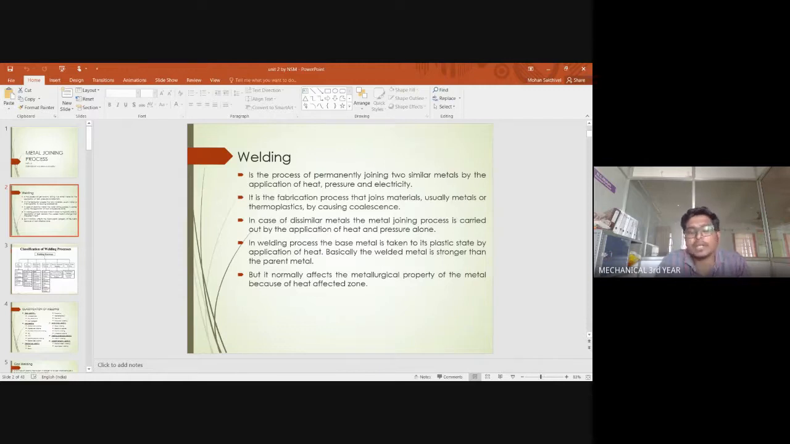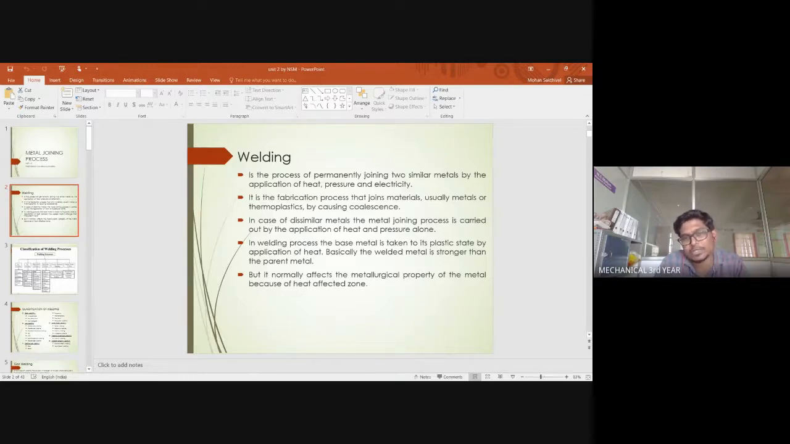Okay, so it is noted that even dissimilar metals can also be joined with the help of the welding process. There are some types of welding operation that are predominantly used for joining two dissimilar metals also. It is not necessary that only similar metals are joined with the help of welding. It is also possible to weld dissimilar metals. In the case of dissimilar metals, the metal joining process is carried out by application of heat and pressure alone.